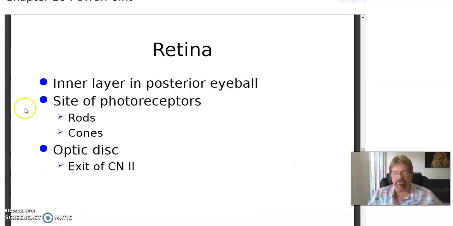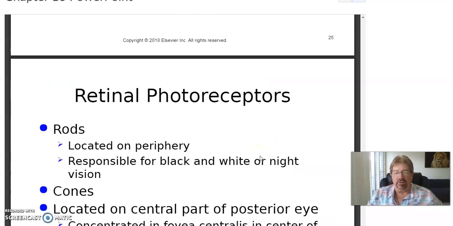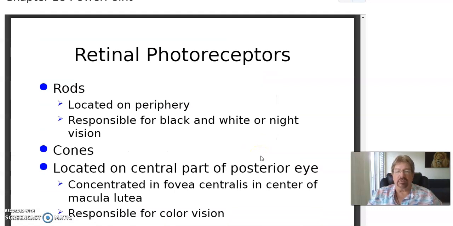Inner layer in the posterior eyeball, site of photoreceptors. We have 2 kinds of photoreceptors in the eyeball: rods and cones. Cones are what detect sharp vision and color vision. Rods help us see in darkness and peripheral vision. At the very back, where the optic nerve comes in and out, it's called the optic disc. And it's part of cranial nerve 2, which is the optic nerve. Optic nerve is purely sensory in nature and has no motor function.